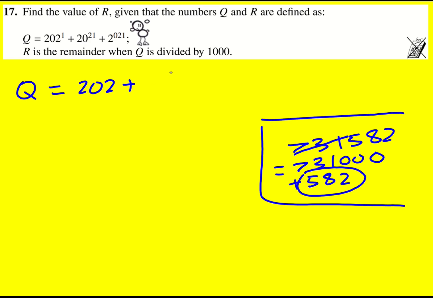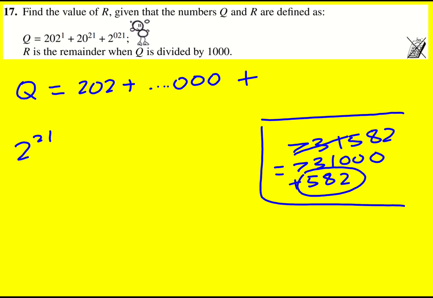For 20 to the 21, this is actually going to be multiples of 10, lots and lots of times, and so it's going to end in three zeros. Don't need to do anything else with that. It's going to have absolutely no impact whatsoever on the remainder when we're dividing by 1,000. And now we just need to focus on 2 to the 21.